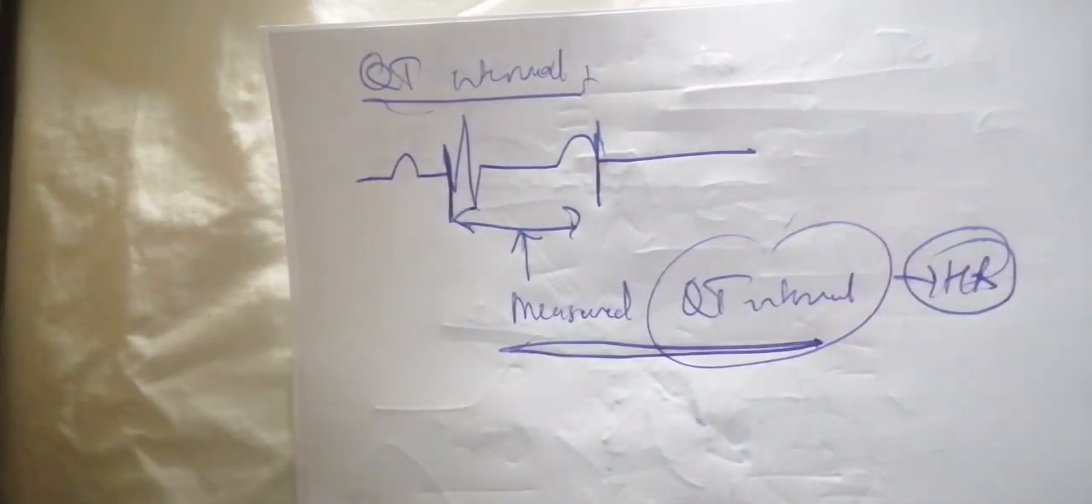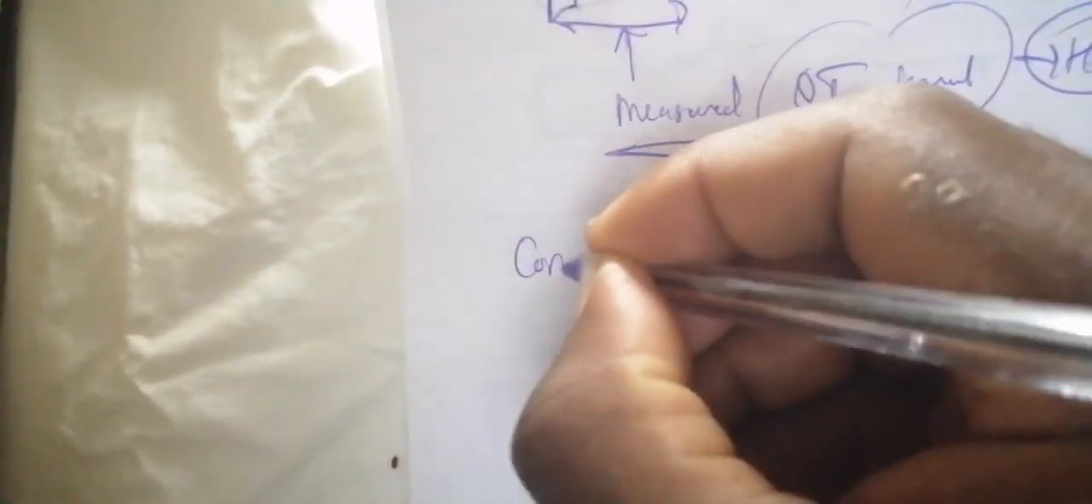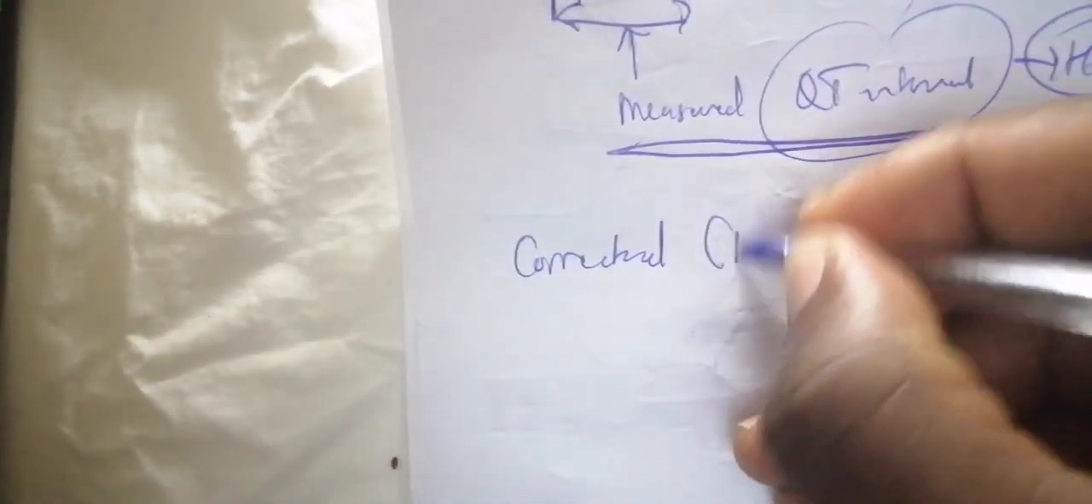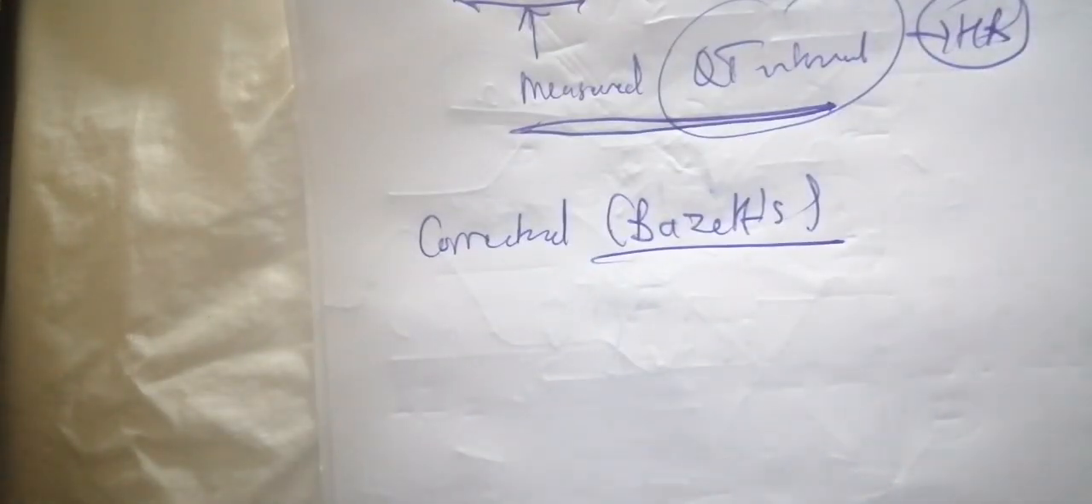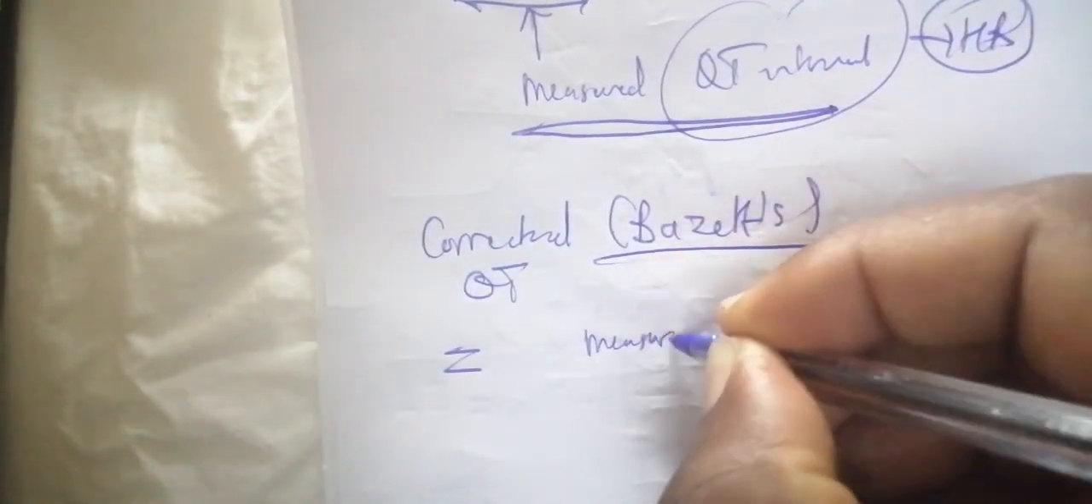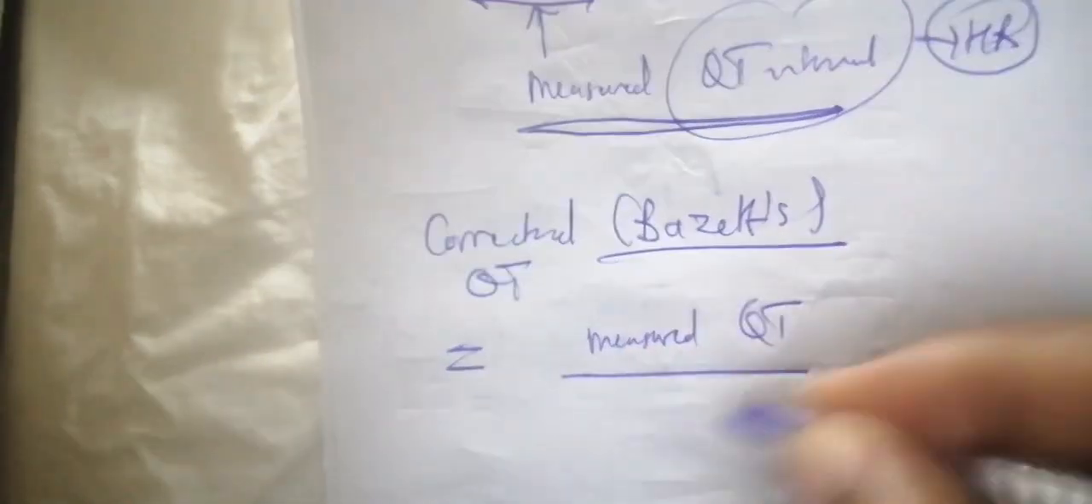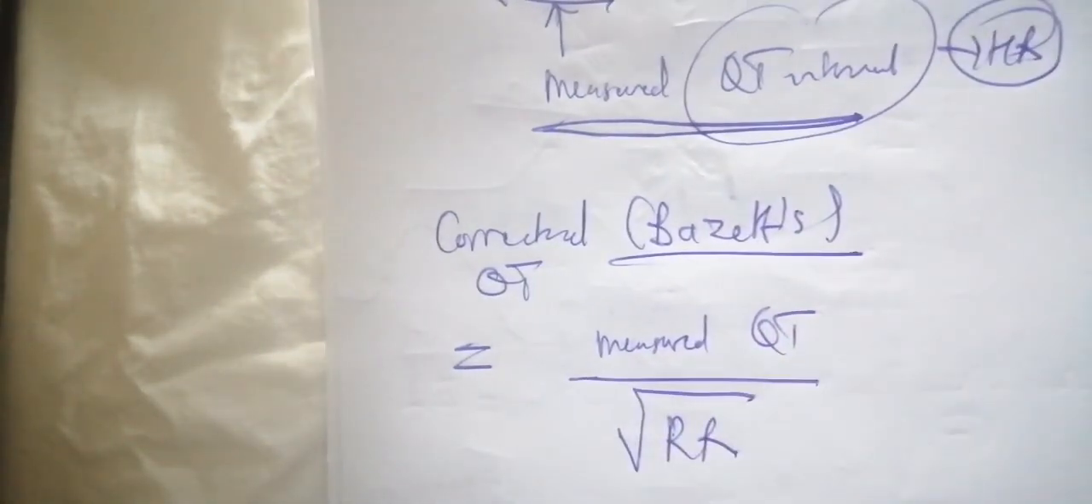So in order for you to diminish that factor of the heart rate, you need to calculate a corrected QT interval. The corrected QT interval is going to be corrected by the Bazett's formula. So you have the Bazett's formula that is used in the correction of the QT interval. That corrected QT interval corresponds to the measured QT interval divided by the square root of the RR interval.